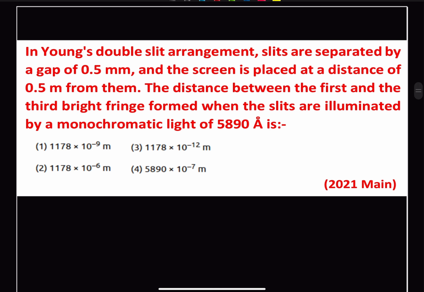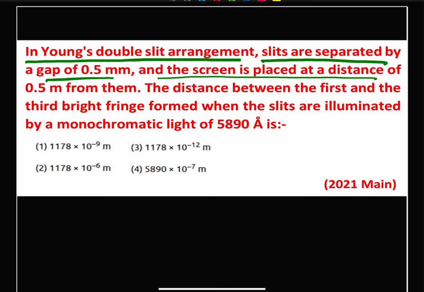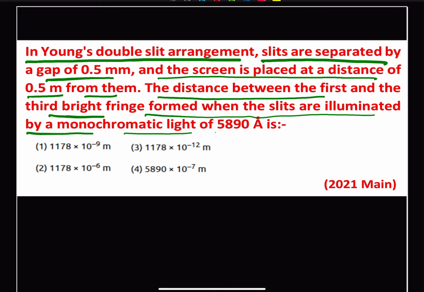and it states that in Young's double slit arrangement, slits are separated by a gap of 0.5 millimeter and the screen is placed at a distance of 0.5 meter from them. The distance between the first and the third bright fringe formed when the slits are illuminated by a monochromatic light of 5890 angstrom is. So here we have to find out the distance between the first and the third bright fringe. Means we are talking about the maxima. Okay.